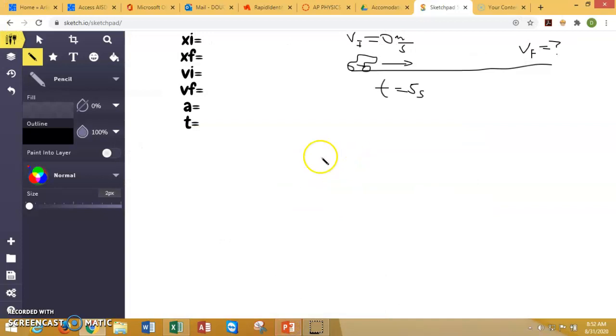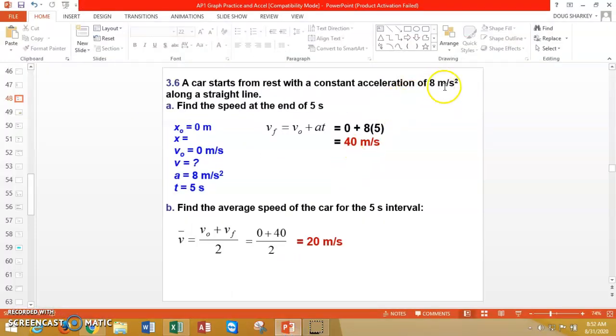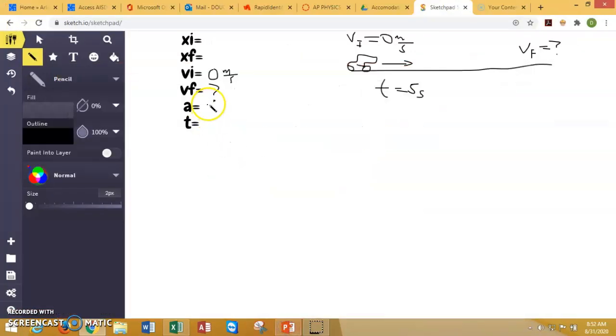So for this car problem, my initial velocity looks like it's 0 meters per second. My final velocity, I don't know. I'm going to put a question mark. That's so important. If you don't know where you're going in any problem, you're not going to get there. So I put a question mark. I think it said our A was 8 meters per second squared. So A is 8 meters per second squared. The time they told us, this all takes place in 5 seconds. So I'll try to populate this chart.